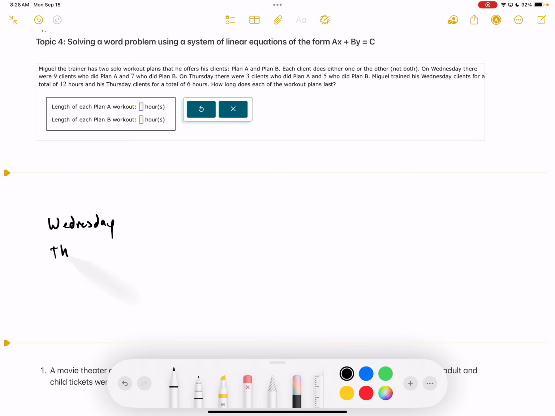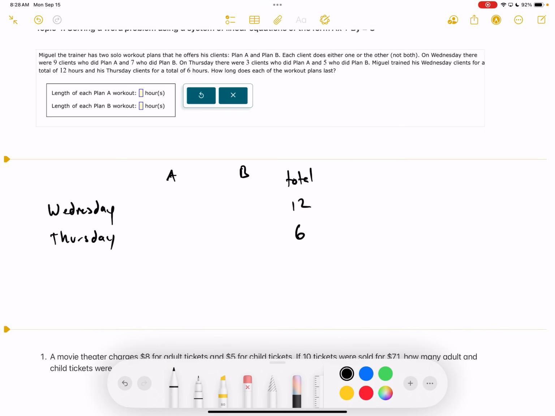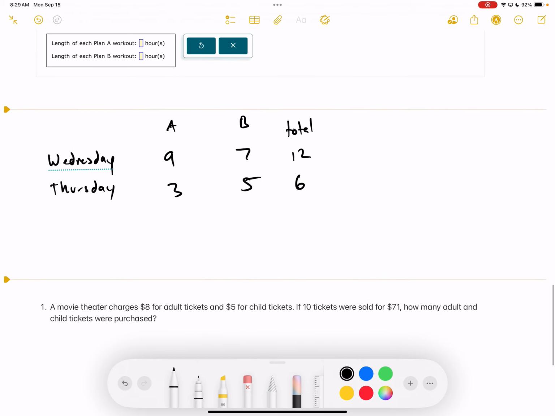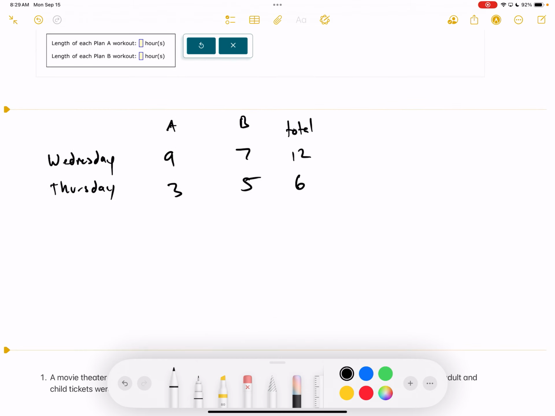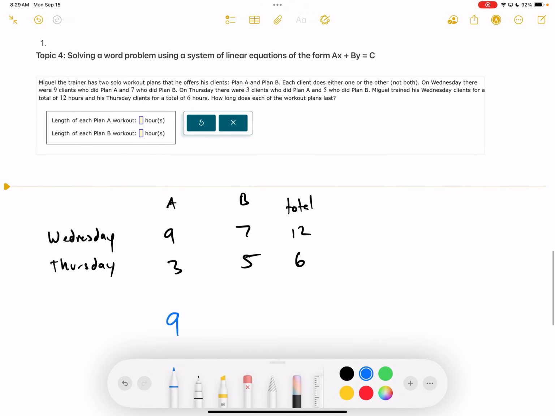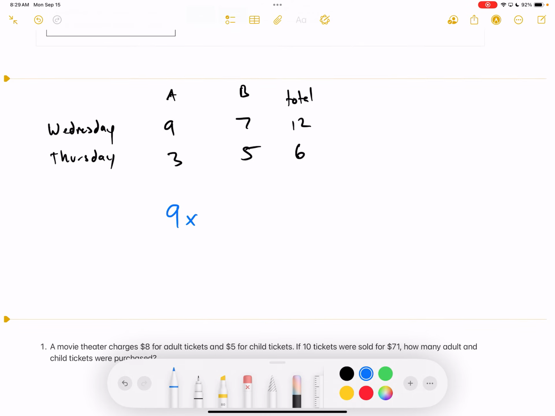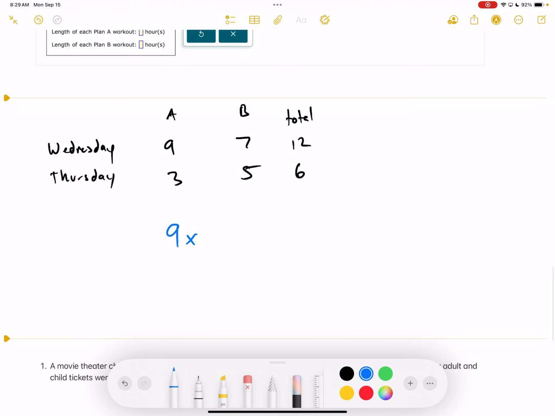So Wednesday, Thursday, we have a total of 12 hours and 6 hours. And then we have Plan A and B. Okay. So A was 9 on Wednesday, and B was 7 on Wednesday. On Thursday, it was 3 and 5. This shows you how to set up the equations, okay? So now I have 9 for Plan A. I got to figure out how long to make Plan A, so that's my X.